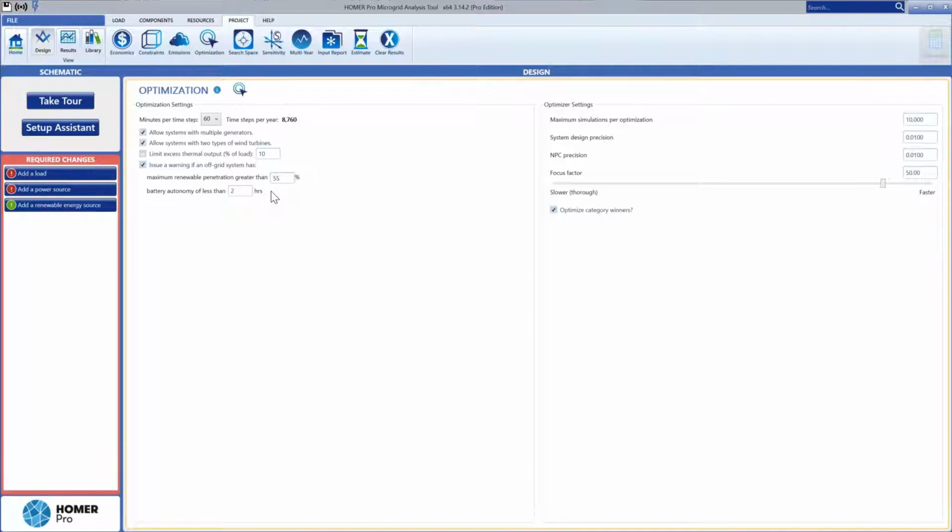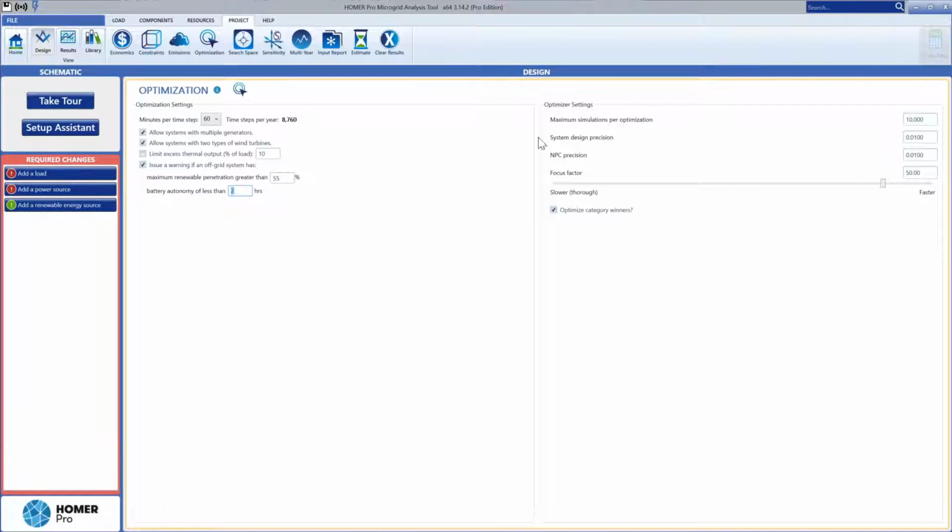So HOMER's an economic model. It doesn't do everything. We just put this warning in here, and it's based on those parameters. And maybe if you did some power engineering modeling, you'd say, oh, we could adjust these parameters right here. Issue a warning if an off-grid system has a maximum renewable penetration greater than 55% with a battery autonomy of less than 2 hours based on the average load.